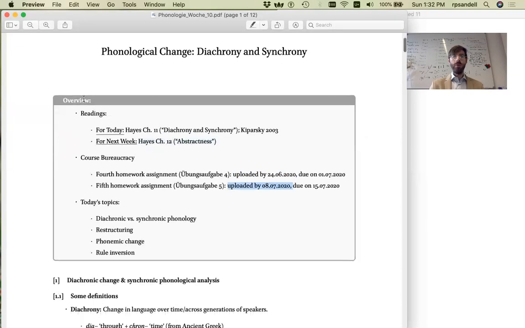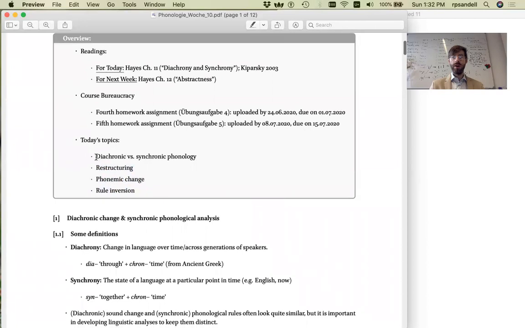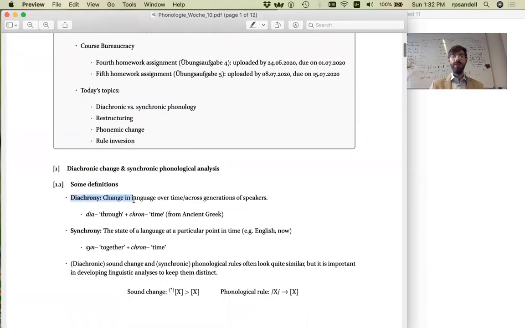Okay, before we look at some of the particular ways in which phonological systems may be affected diachronically, let's introduce a few definitions to make sure that we're clear on the distinction between diachrony and synchrony. So just to define our terms here, diachrony means the change in a language over time, or more specifically, across generations of speakers. Remember that we think of language in general as being a psychological entity. We're interested mainly in describing the grammar of a speaker.